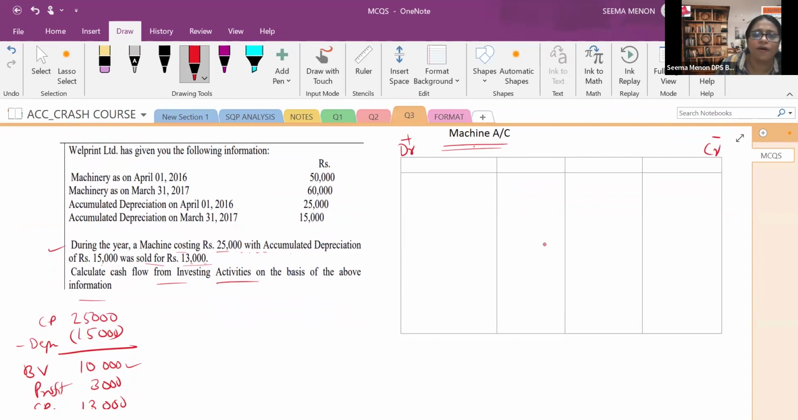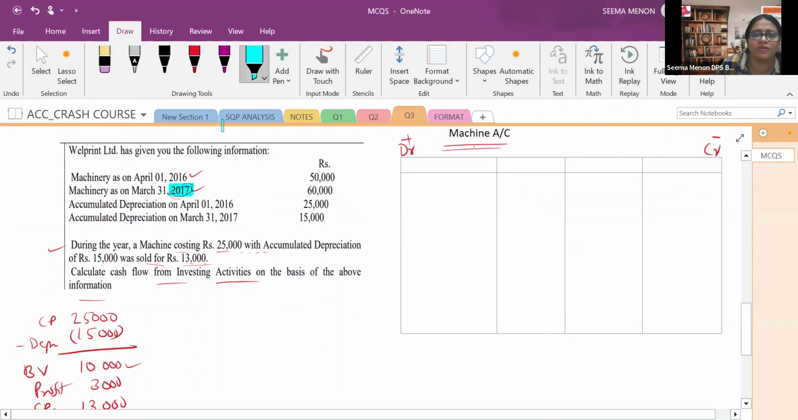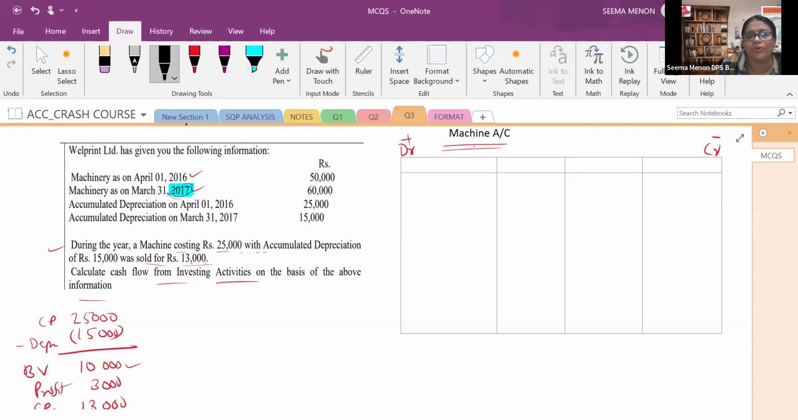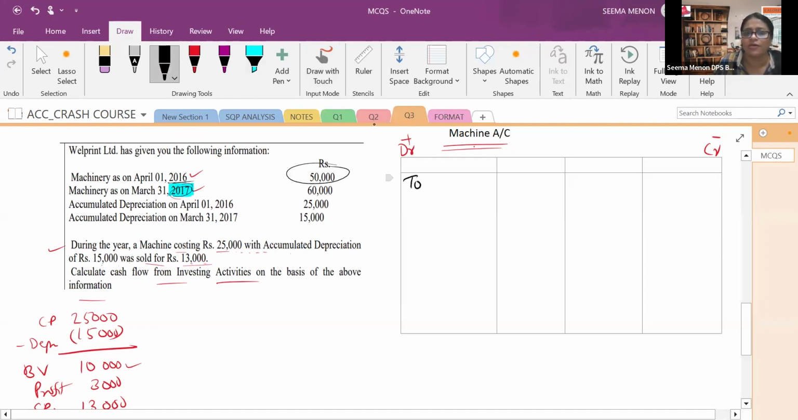So let's see that, first 2016 and 17. So the current year will always be 2017, taken as our current year. Now let's start. Machinery as on April 1, 2016. The balance is 50,000. So that is the opening balance. Machines are an asset. Assets always have an opening balance. So we will write it as 'To balance b/d'. You can write 'To balance brought down' because this is the opening balance. So it will always be written as brought down.